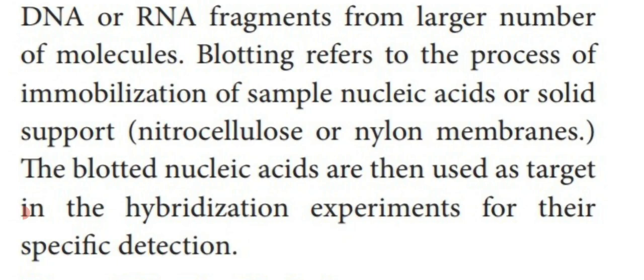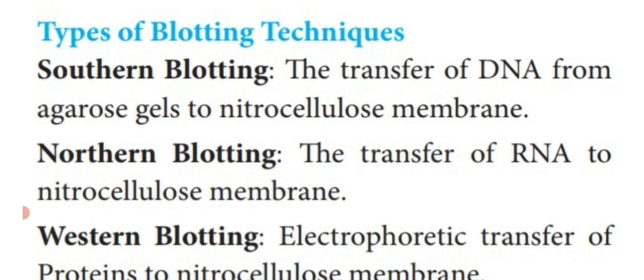So what are they doing? By using this blotting technique, nucleic acids are modified into an immobilization process, or modified into solid support, by using a chemical substance known as nitrocellulose or nylon membrane. So this blotting technique for nucleic acid is divided into different types.